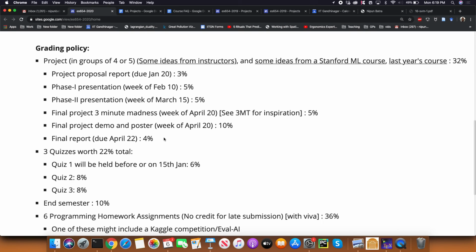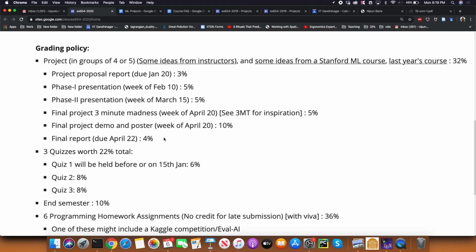In the final project, we have something known as a 3-minute madness. So you get only 3 minutes in which you have to tell everything about your project. The idea here is that you only end up motivating in the 3 minutes so that people come attend your poster, and you give them a very high level overview of what's involved in the project. We have again linked to something known as 3MT, 3-minute thesis. The final project demo and poster would be worth 10%. And the final report will be due April 22nd, worth 4%.